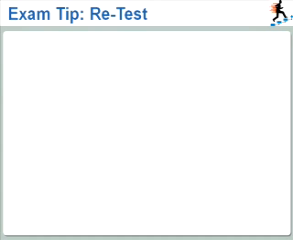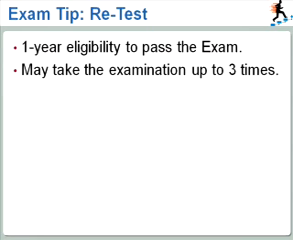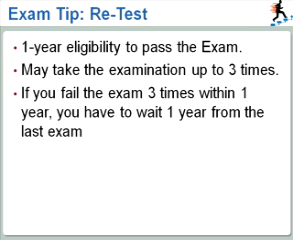Since you have not passed the exam on your first attempt, you may now retest. You are granted a 1-year eligibility period in which to pass the examination. During this period, you may take the examination up to 3 times. So plan your time carefully to leave enough time during the period to possibly retake the exam. If you fail the exam 3 times within this 1 year, you must then wait 1 year from the date of your last exam until you can reapply to take the PMP exam again.